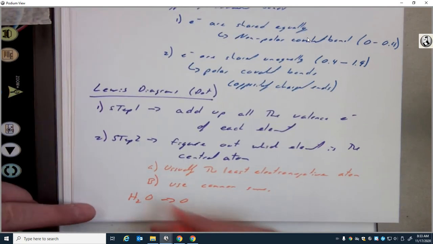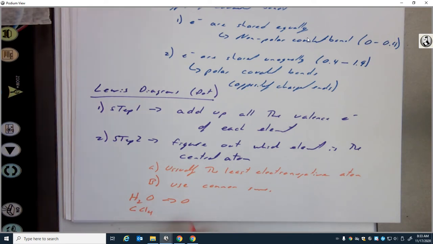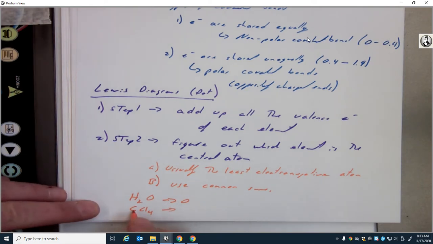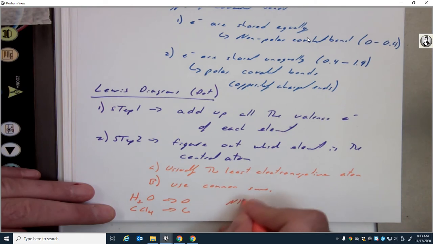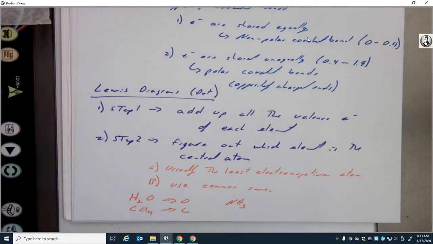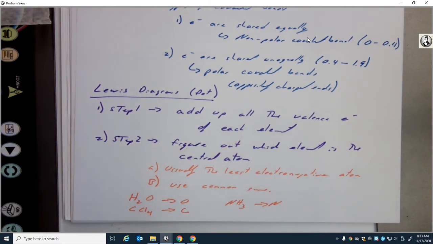How about this one? Let's say we have CCl4, and I have to figure out my central atom. Do you think it's one of the chlorine atoms or the carbon atom? Common sense is going to tell me that the carbon atom is going to be in the middle and the chlorines are going to be around it. Ammonia, same idea. What's going to be in the middle? Nitrogen. So you can use common sense really to figure out which of those atoms is going to be in the middle.